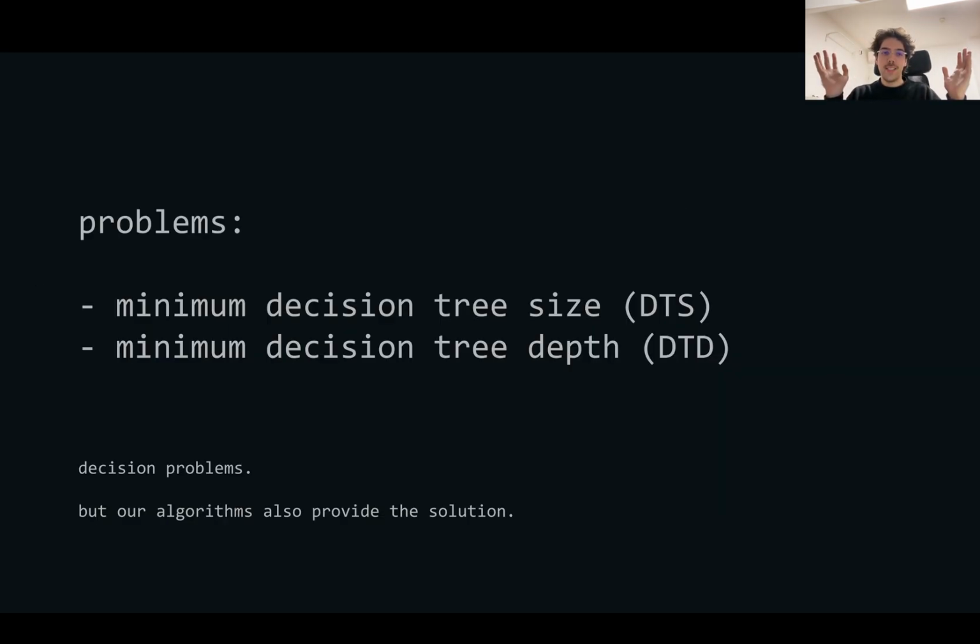So this leaves us with these two problems, minimizing the size and depth, or more specifically, a decision problem where, given some data or some examples and some size or depth, is it possible to have a decision tree that perfectly models the data. Our algorithm also returns the tree we found.